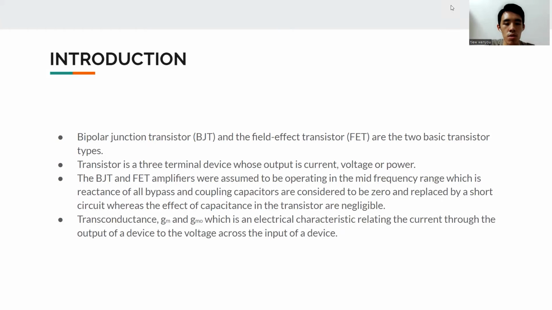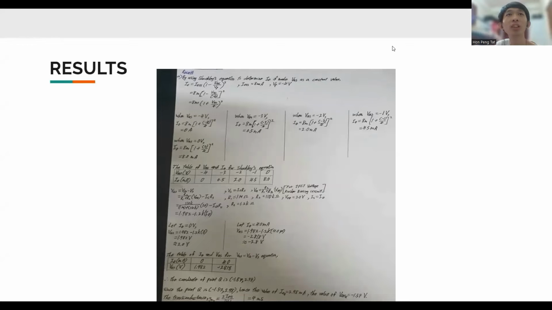Transconductance gm and gm0 is an electrical characteristic relating the current through the output of the device to the voltage across the input of the device. Now we learn about the calculation and result part.